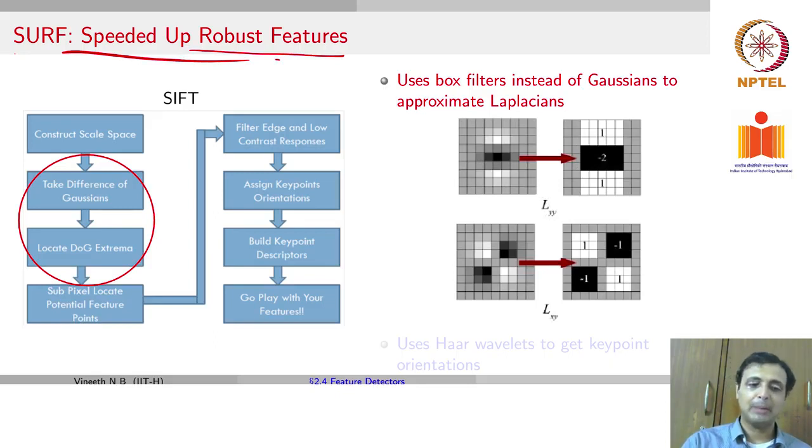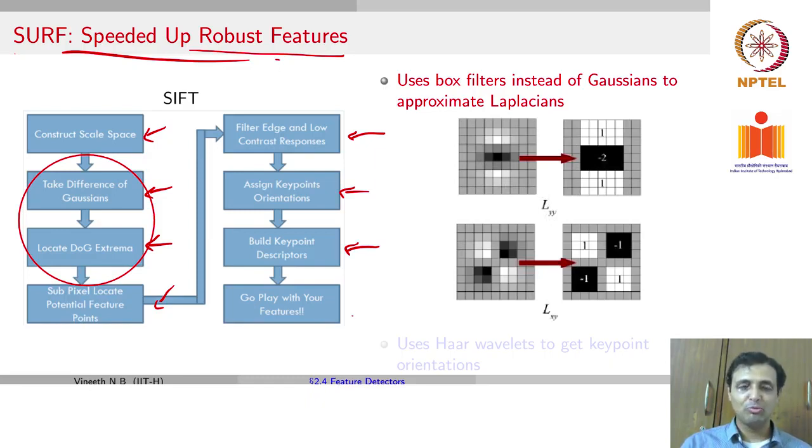So you could now write the pipeline of SIFT as: construct the scale space, take the difference of Gaussians, locate the DoG extrema, find the subpixel localizations of those key points, then filter the edges and low contrast responses, assign key point orientations, build key point descriptors, and then use those features for whatever we want. That's the pipeline that we just finished discussing.